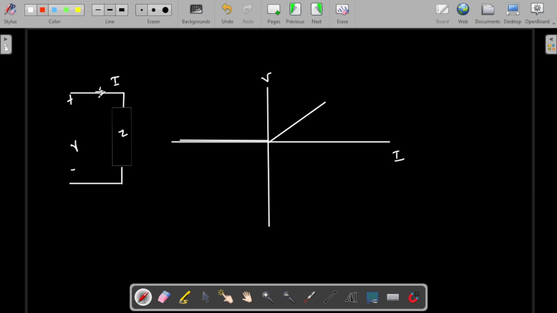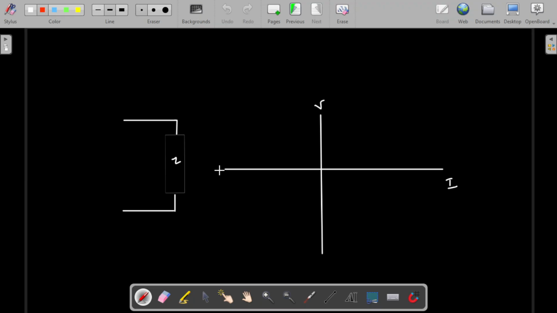Here, current is entering the positive terminal, so the slope condition can be applied. Here the slope is 0. Here the slope is greater than 0, which means the slope is not less than 0. Once it is 0 or greater than 0, this element will be passive. Okay guys, if you were able to achieve it, then I am very proud of you.